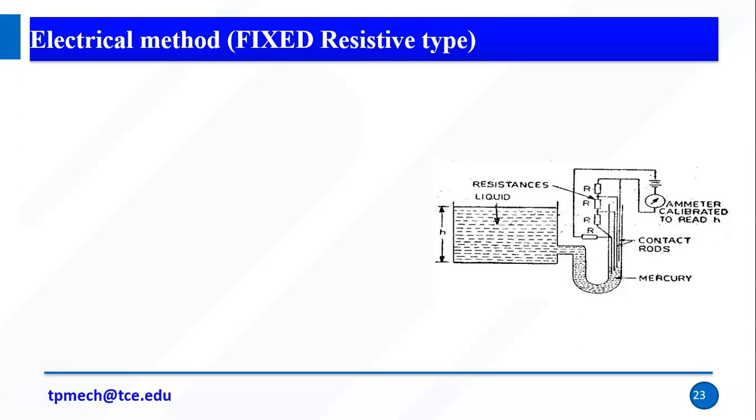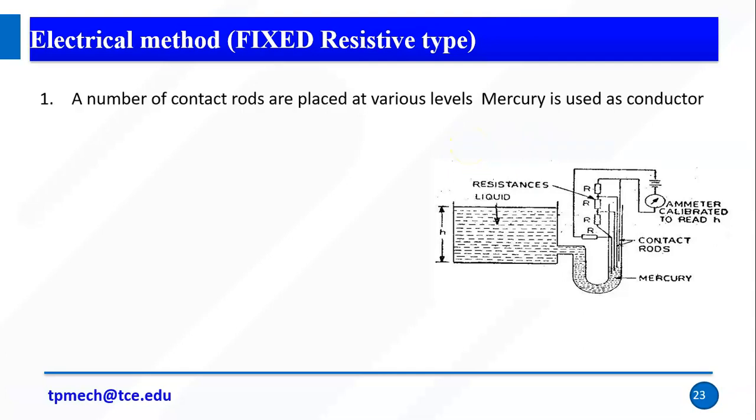So parallel. If the level increases and it touches the bottommost one, it will give some voltage value. Again, at the second touch point it gives another value, at the third touch point a third value. So I can measure whether the liquid is in the lowest state or low state or medium state or high state or in between medium and high. So we can easily measure. This is what a fixed resistive method. Where a wiper moves, here all resistive rods are fixed permanently. Right, so a number of contact rods are placed at various levels.